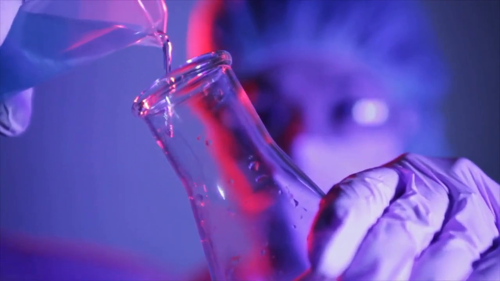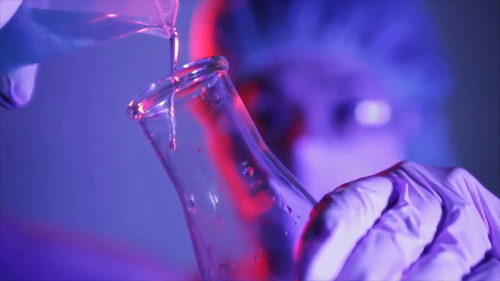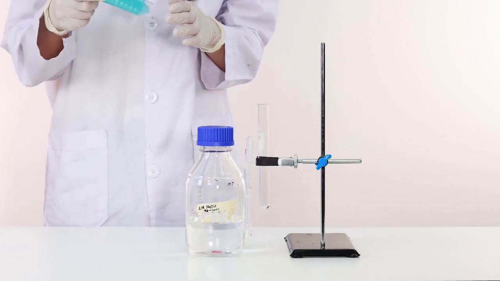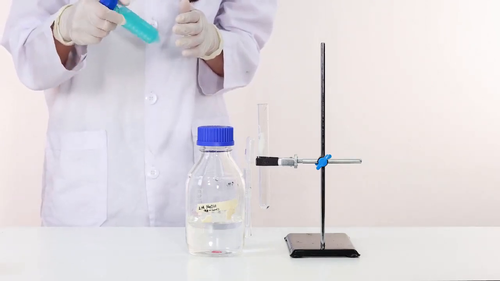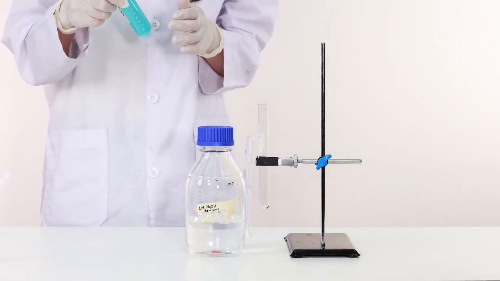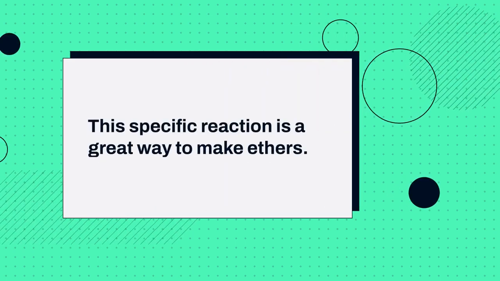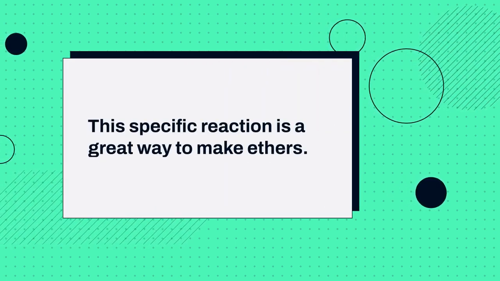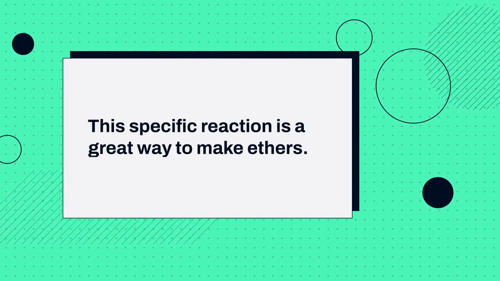For example, if you react NaOEt with a primary alkyl halide like bromoethane, the ethoxide ion will attack the carbon bonded to the bromine, kicking the bromine out and forming a new carbon-oxygen bond. This specific reaction is a great way to make ethers and is known as the Williamson ether synthesis.